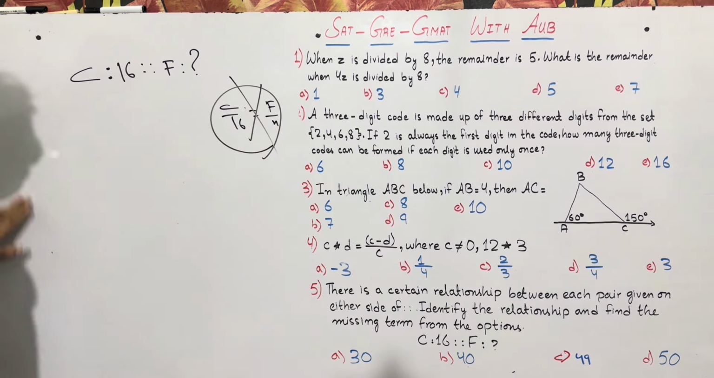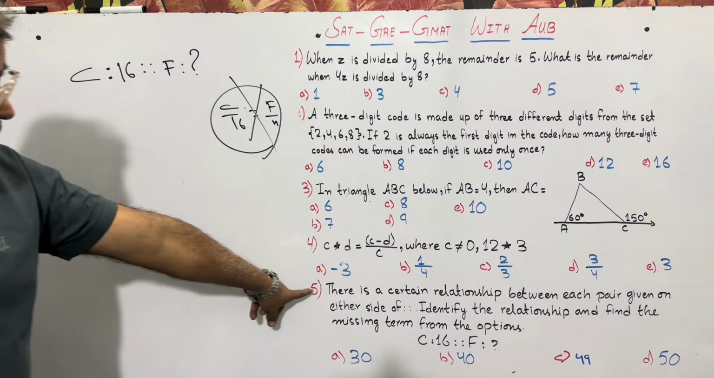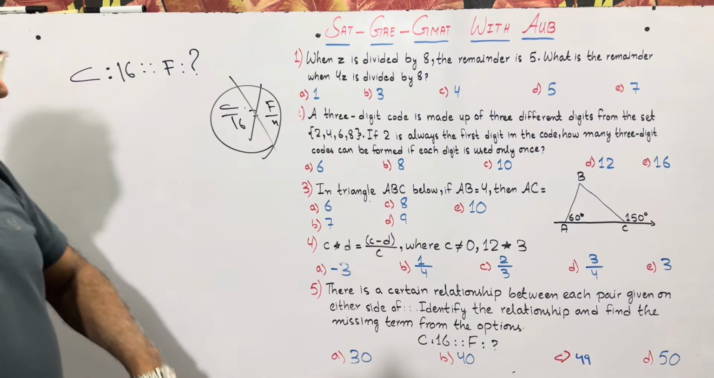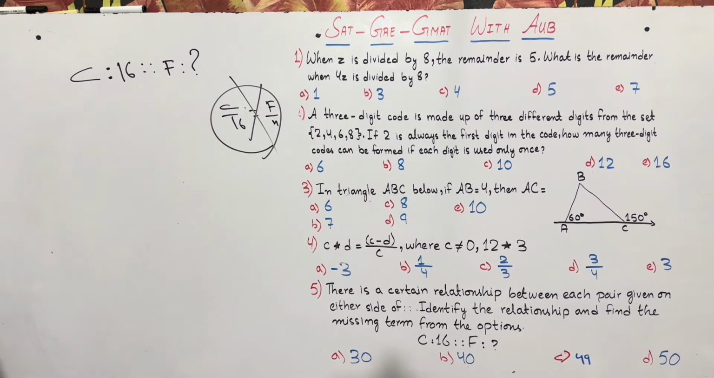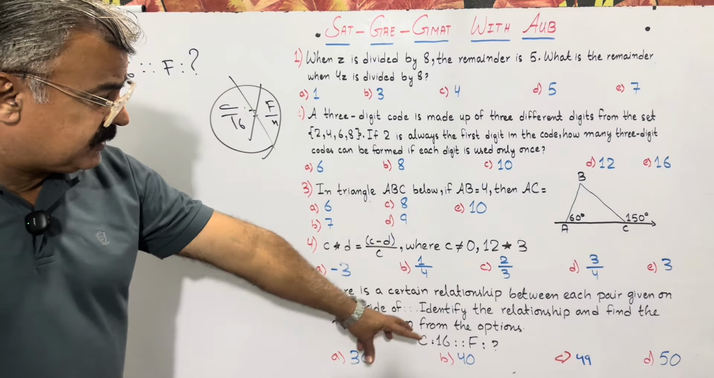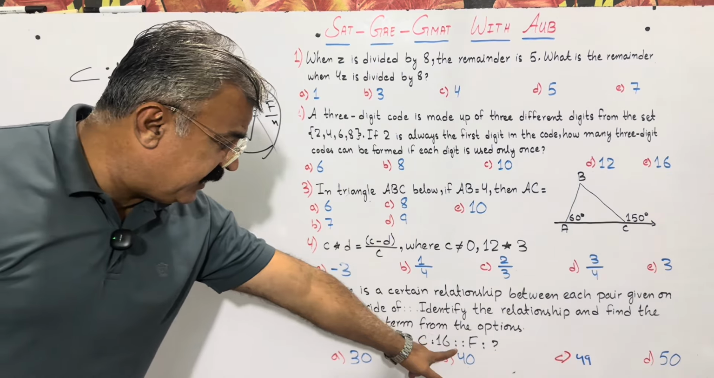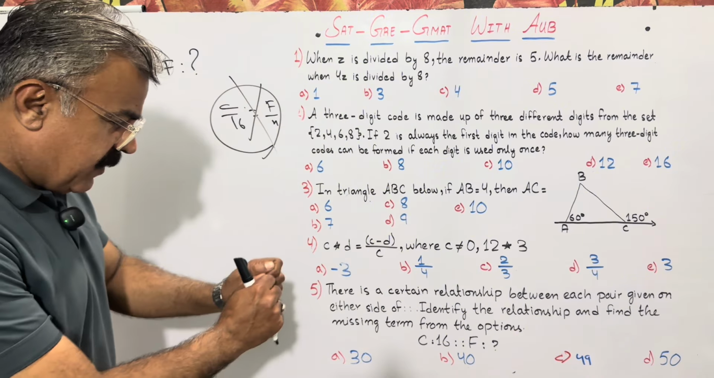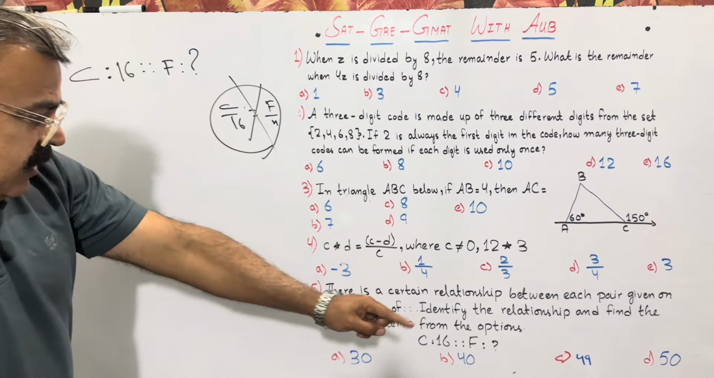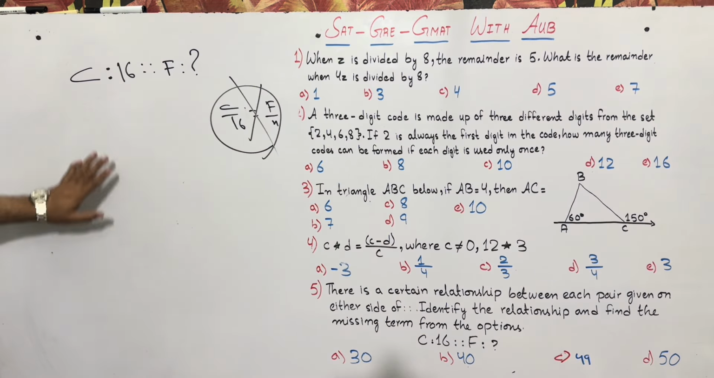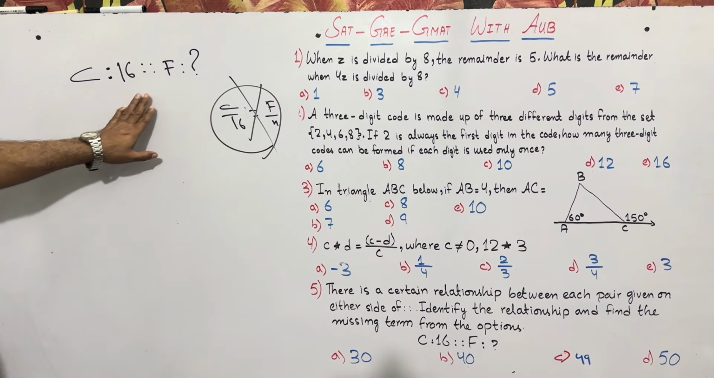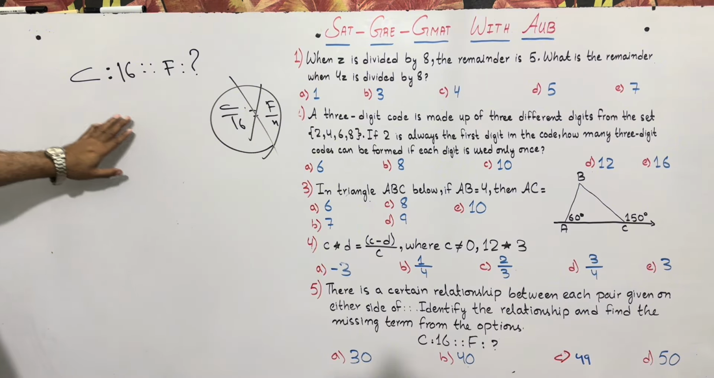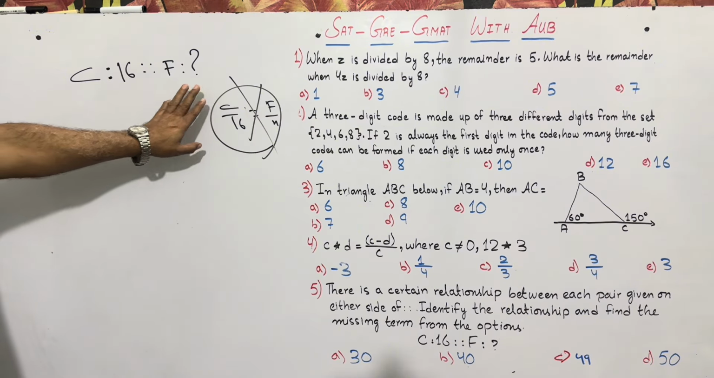It is not the case. There is a certain relationship. It is not mentioned that it is a ratio or proportion. The relationship is prevalent here. We have to crack this code to get to the question mark. C 16, F question mark.